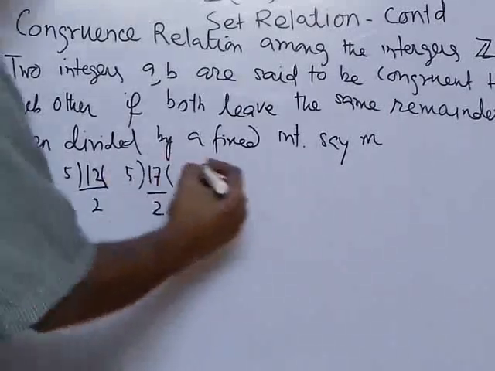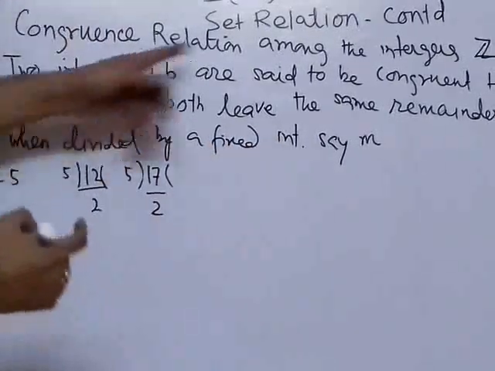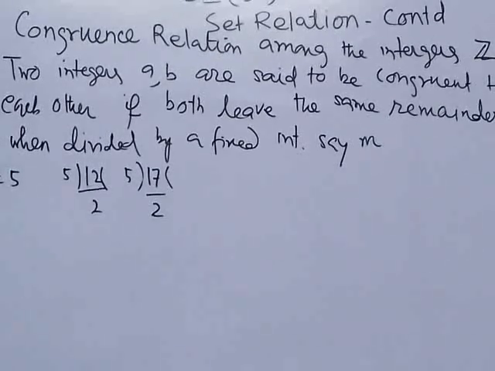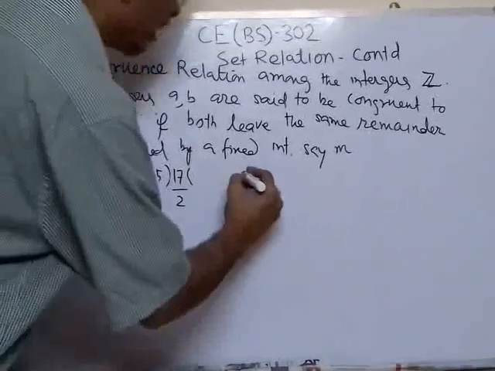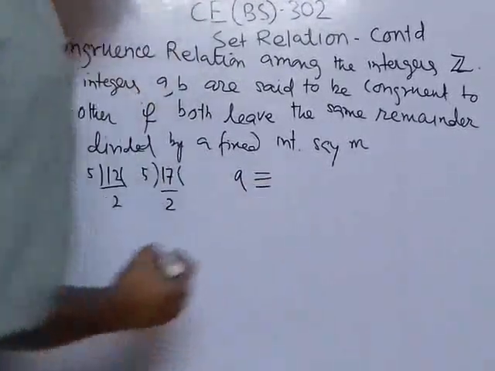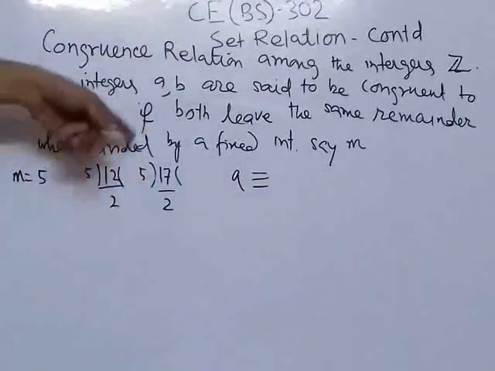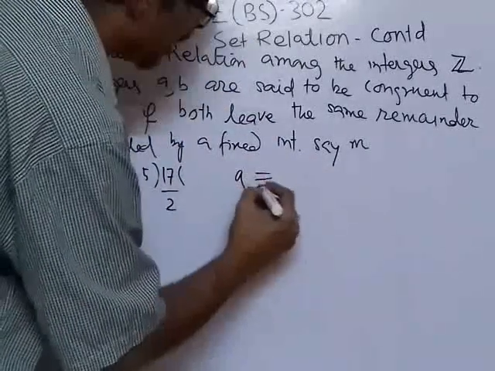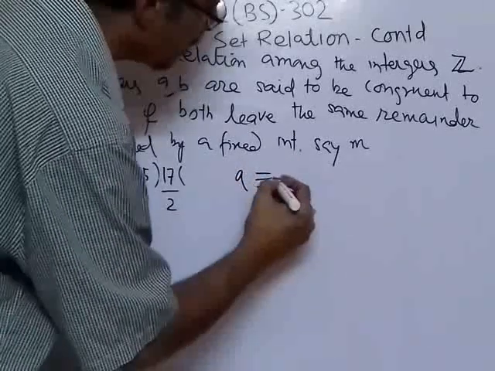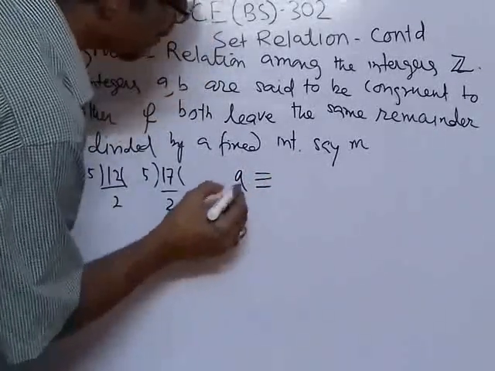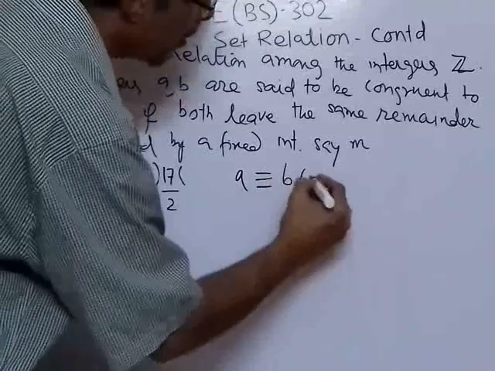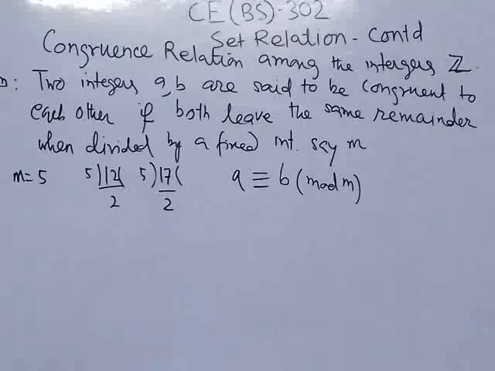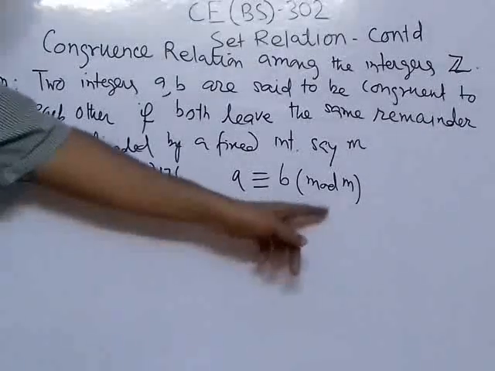So we define a and b to be congruent with respect to the divisor m. Then we write this phenomenon in this way. When a is congruent to b, we write a with a triple equal sign, and it is read in this way: a is congruent to b mod m.